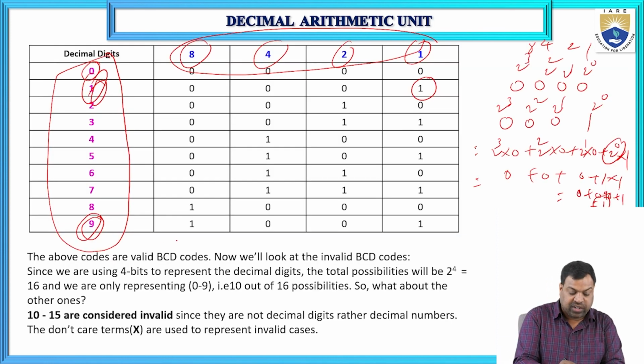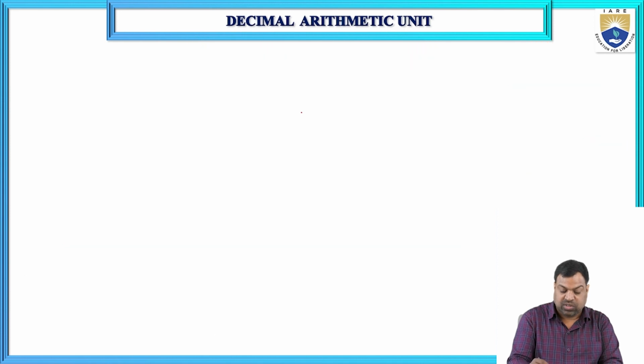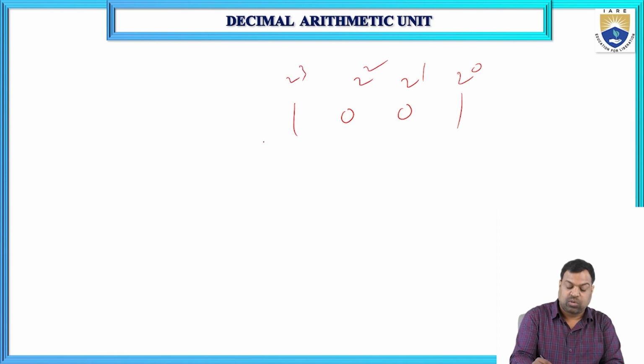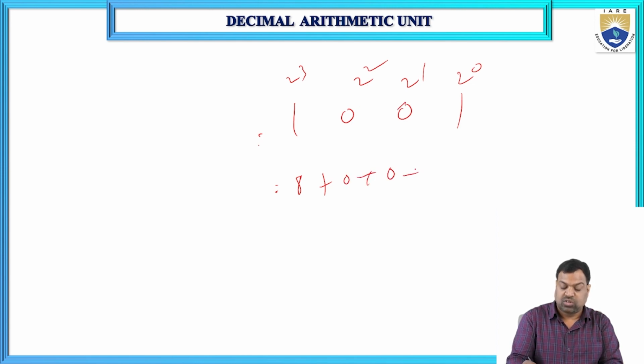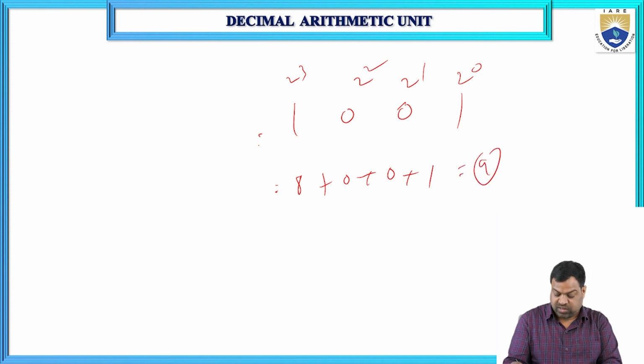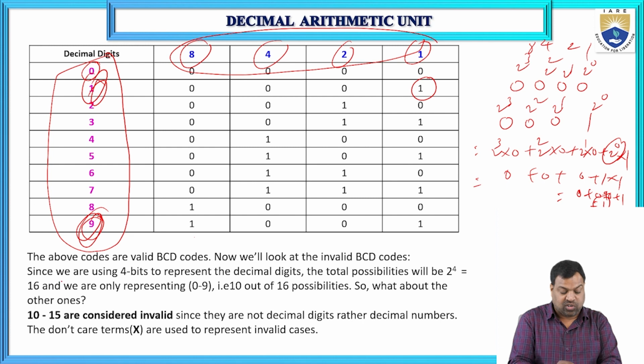Now I am taking 9, which is 1 0 0 1. 2 cube equals 8, into 1; 2 square equals 4, into 0; 2 power 1 equals 2, into 0; 2 power 0 equals 1, into 1. How much is it now? 9. So I got 9. The above codes are valid BCD codes.